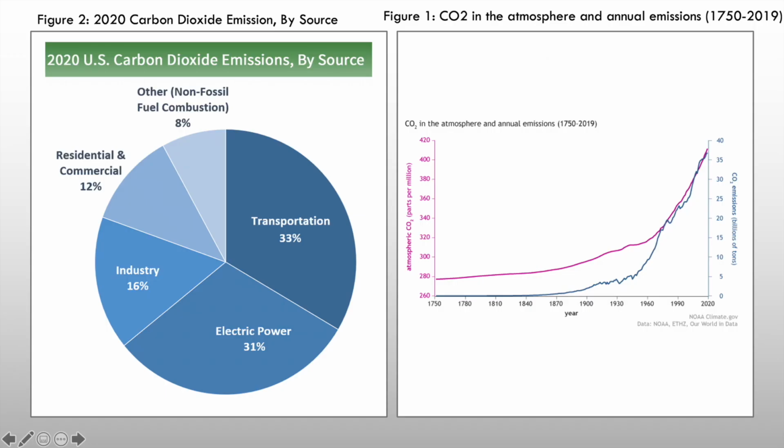Here are two other figures that would help you visualize and see what I'm talking about. In figure 1, which is on the right, it shows the CO2 in the atmosphere and annual emissions from 1750 to 2019. It shows the amount of carbon dioxide in the atmosphere, raspberry line, has increased along with the human emissions, blue line, since the start of the Industrial Revolution in 1750, which proves that human activity has been the main reason for the emission of carbon dioxide and greenhouse gases in the atmosphere.